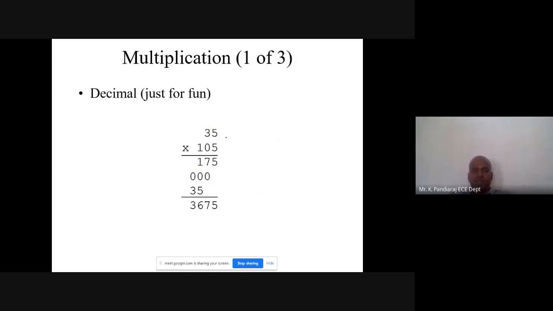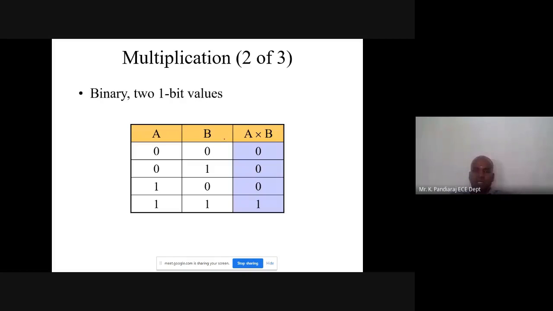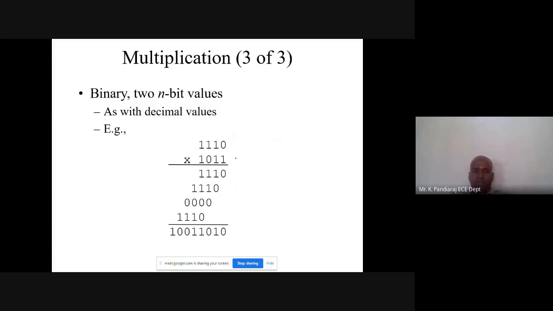In binary multiplication, this is a normal multiplication, everyone knows that. In binary, when both inputs are 1, the output is 1. In all remaining conditions, the outputs are 0, because in these conditions one of the inputs is 0. First do the multiplication process, then do the addition process.